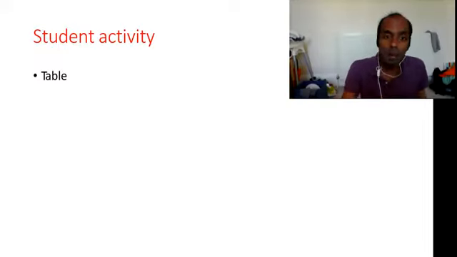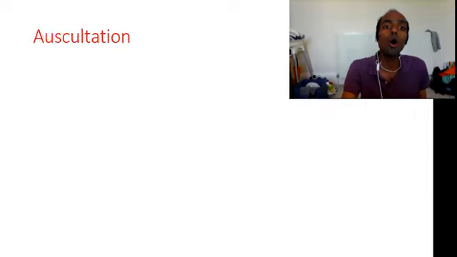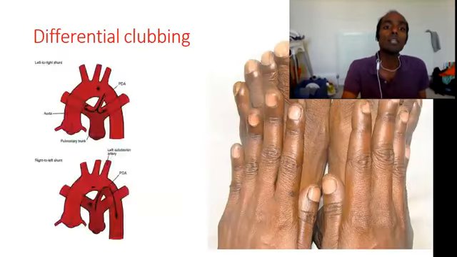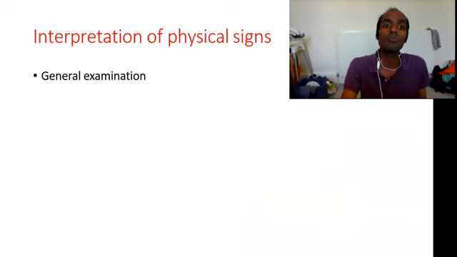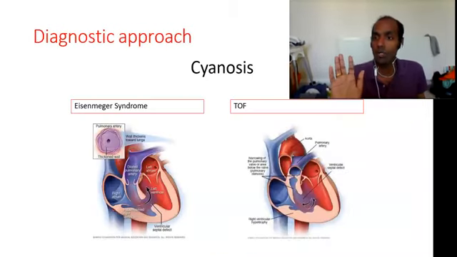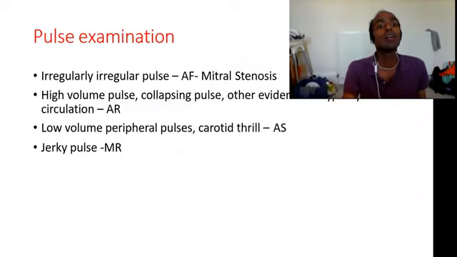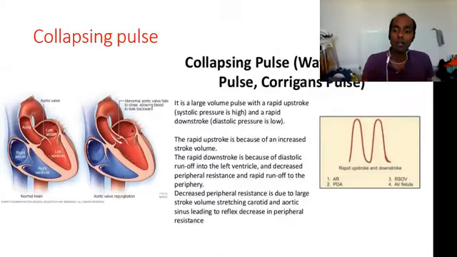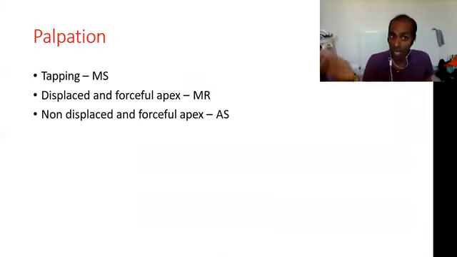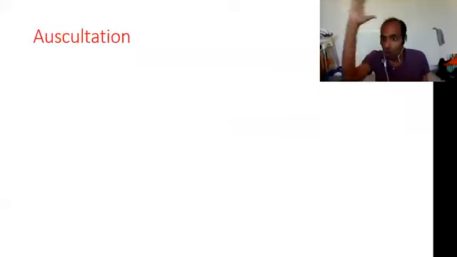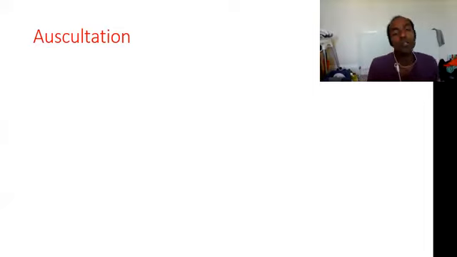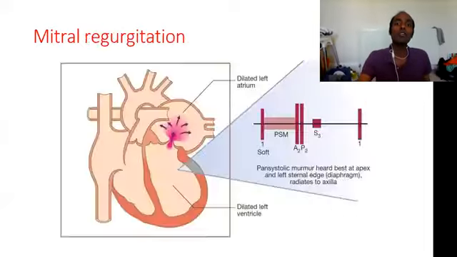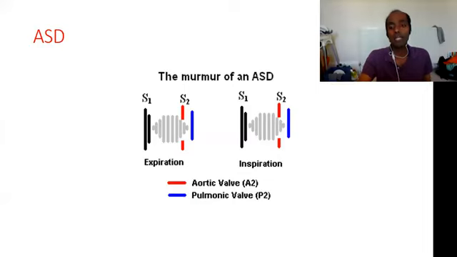Okay? And remember how we went through all the physical signs of this. Cyanosis, how to interpret the differences between Eisenmenger and Fallot, and then using the pulse, JVP, blood pressure, palpation, looking for thrills, how to diagnose each of these lesions without using auscultation. Then finally, we went through the auscultatory findings.